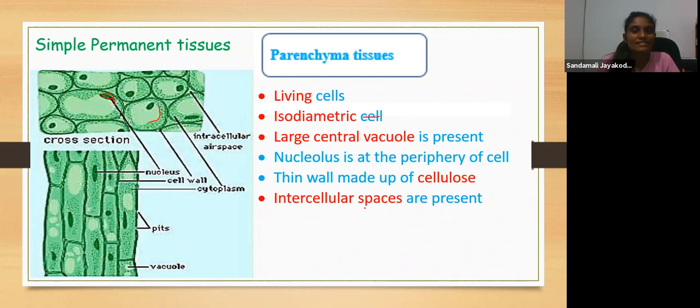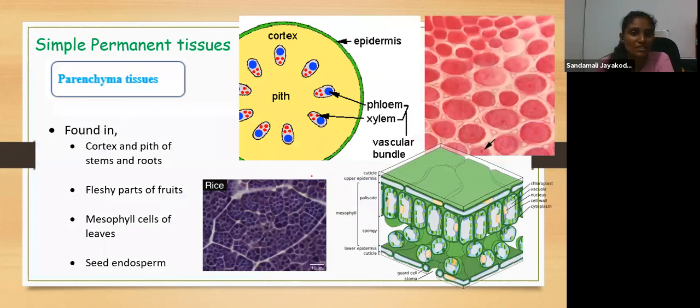And we can clearly see that there are many intercellular spaces within the cells. As mentioned here, there are many intercellular spaces within these isodiametric cells. Then, this is the normal feature of the simple permanent tissue, parenchyma. And then, these are some places we can find those parenchyma tissues. The main place we can find them is the pith of a plant stem or a plant root. Then another place is the cortex.